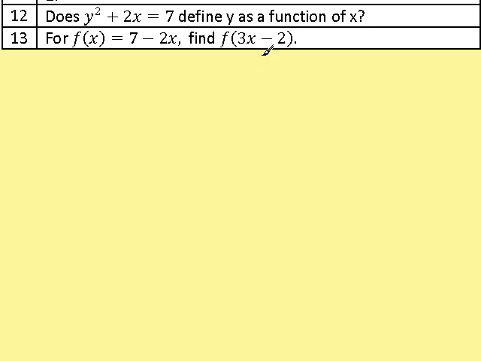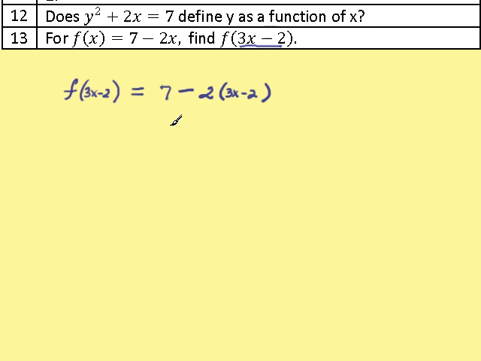In number 13, we want to substitute in 3x minus 2 into our function. So here's our function, and let's write it with parentheses, just blank parentheses instead of x. Then whatever we want to substitute in, we'll put here and here. So if we want to form f of 3x minus 2, we'll put the 3x minus 2 there and the 3x minus 2 here. So this is f of 3x minus 2.